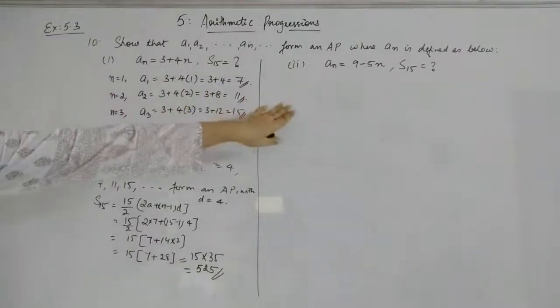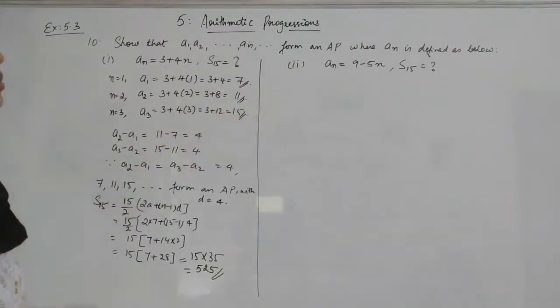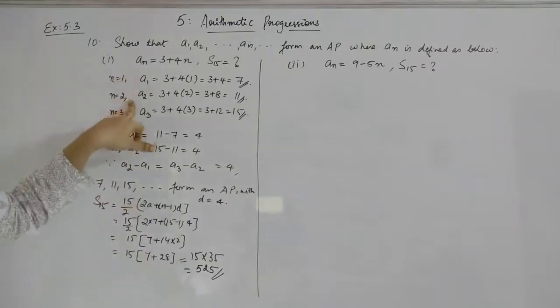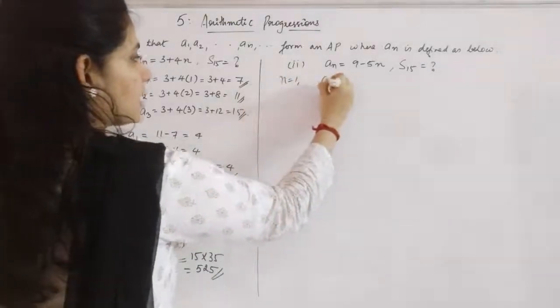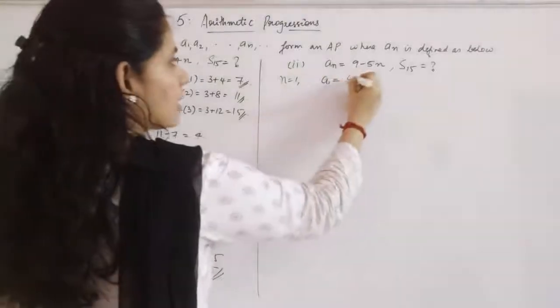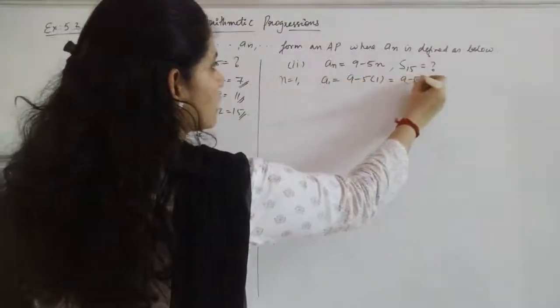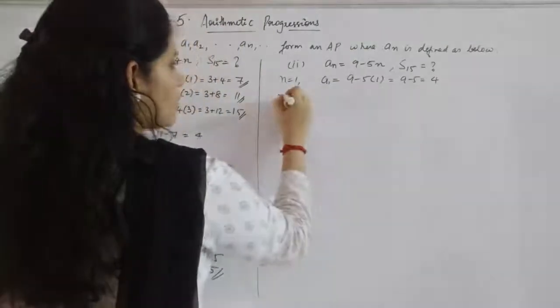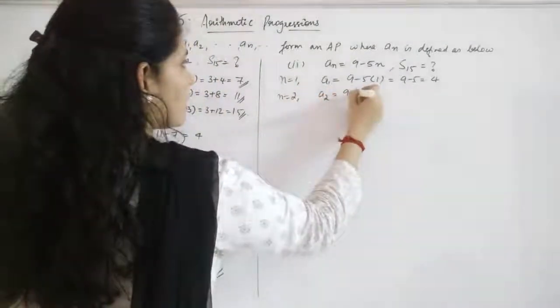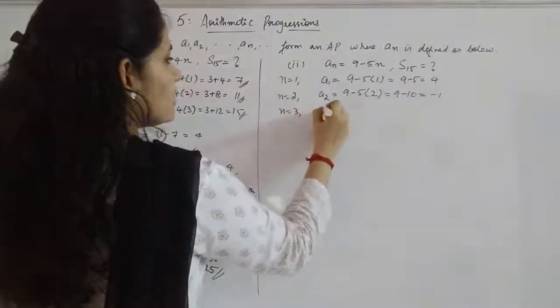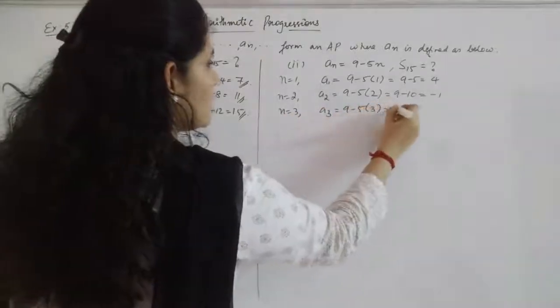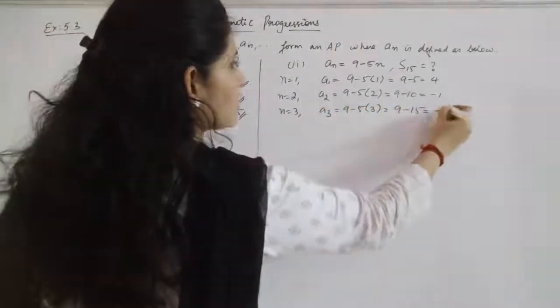Now moving on to the second part, which is an is equal to 9 minus 5n. Okay, here also you will find out your a1, a2, a3, etc. replacing with n as 1, 2, 3, etc. Okay. So replacing your n with 1, you will get a1 is equal to 9 minus 5 into 1, which is 9 minus 5 will give you 4. N equal to 2 will give you a2 is equal to 9 minus 5 into 2, which is 9 minus 10 or minus 1. N equal to 3 will give you a3 is equal to 9 minus 5 into 3, which is 9 minus 15, which is you are getting minus 6.